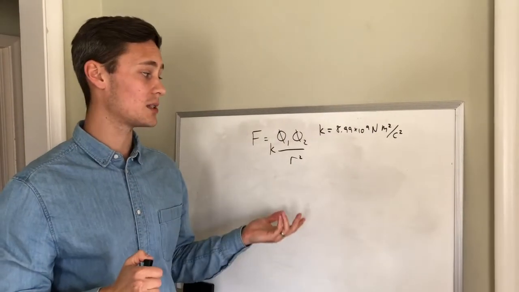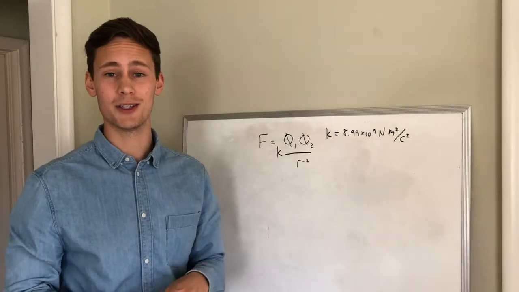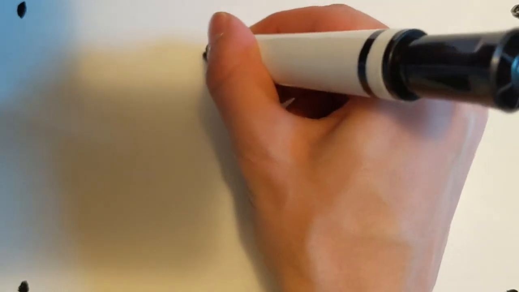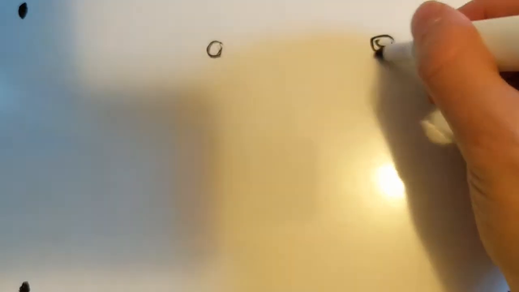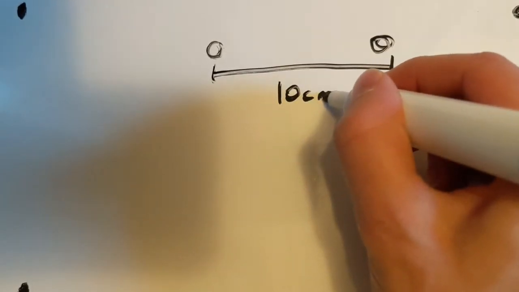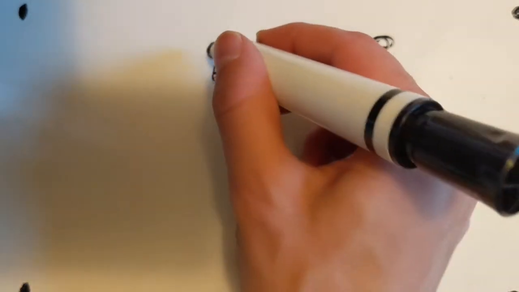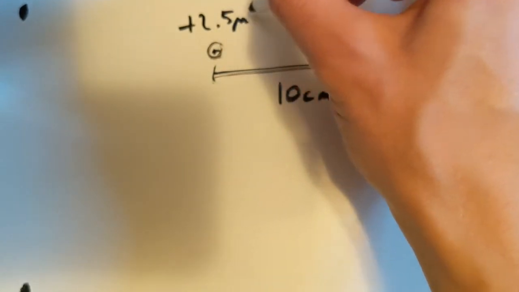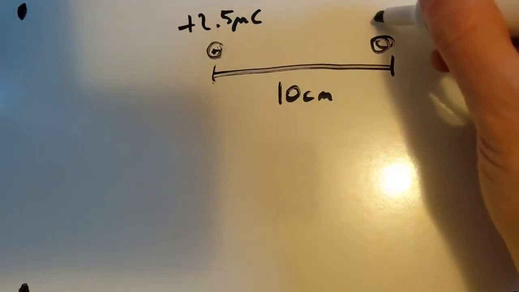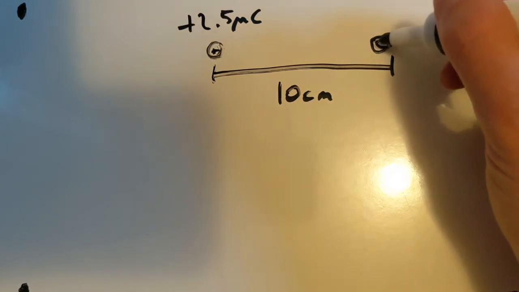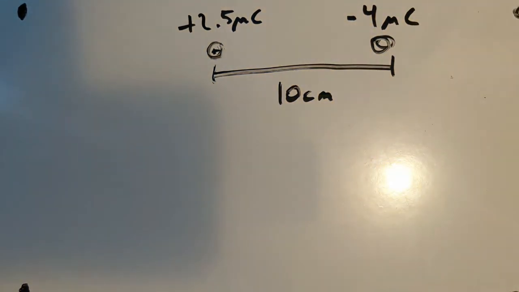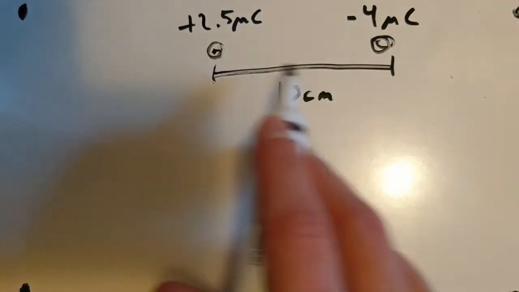Through the practice problems, we'll be able to understand how we can apply this knowledge. So in this problem, we're going to have two charges. We have one charge right here and another charge 10 centimeters away, so the distance between these two is 10 centimeters. Charge 1 has a positive charge of 2.5 microcoulombs, and the second charge, charge 2, has a charge of negative 4 microcoulombs. And we want to find the force between these two charges.